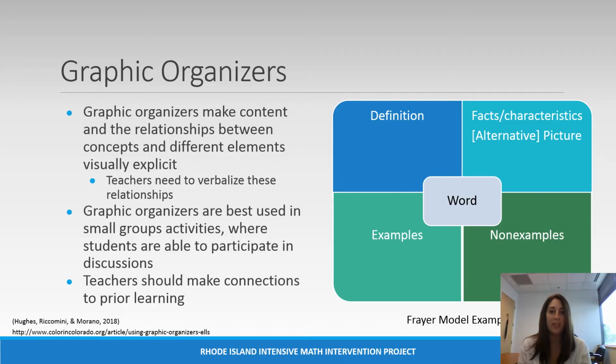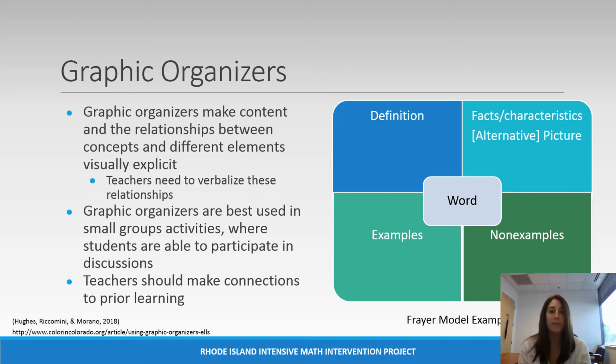The Frayer model is one instructional method to help students analyze mathematical terminology. It can be used across grade levels, content areas, ability levels, etc. Since this is a physical product, students will be able to refer to it throughout the school year. Students should have some familiarity with the word before beginning this graphic organizer. In a Frayer model, students write the term in the center circle and then complete the 4 quadrants, defining the term both formally and informally, identifying facts and characteristics about the term, and providing examples and non-examples.